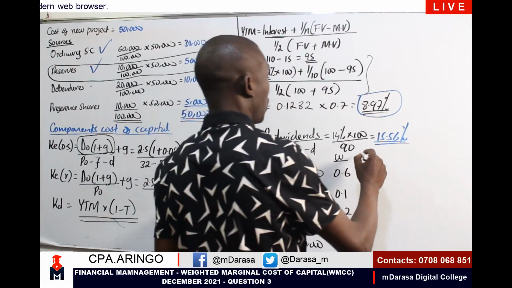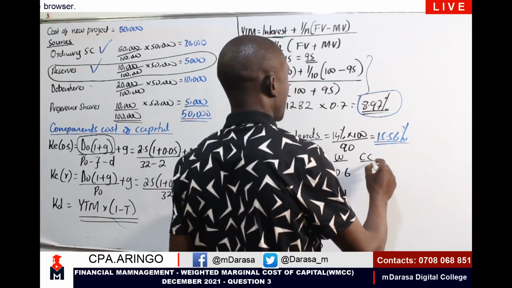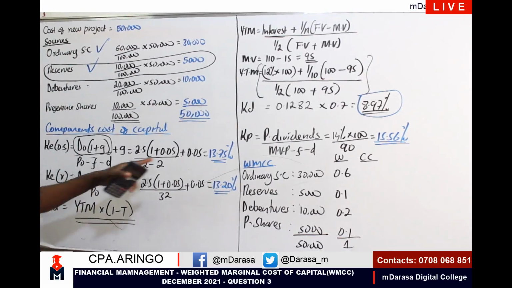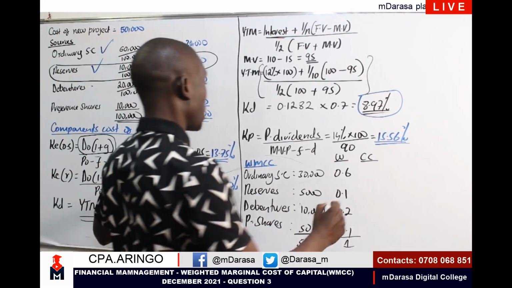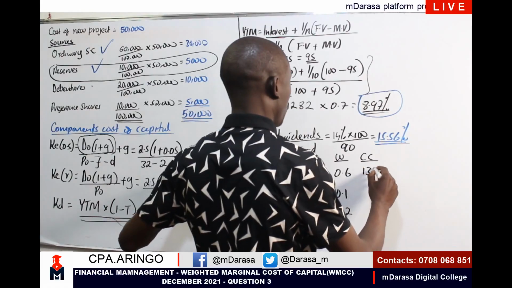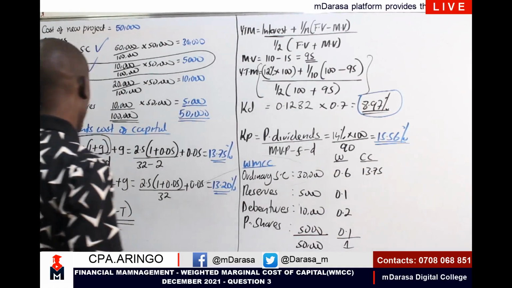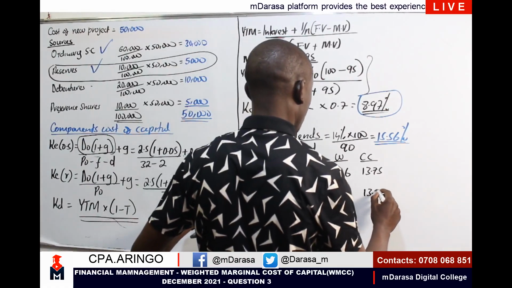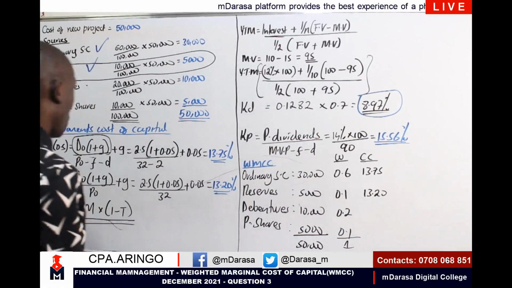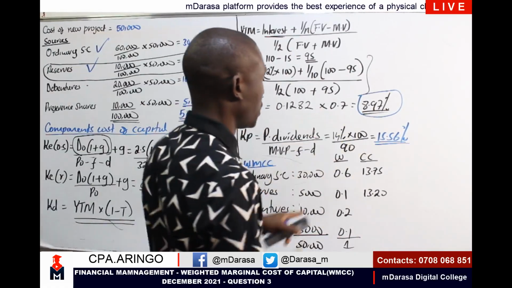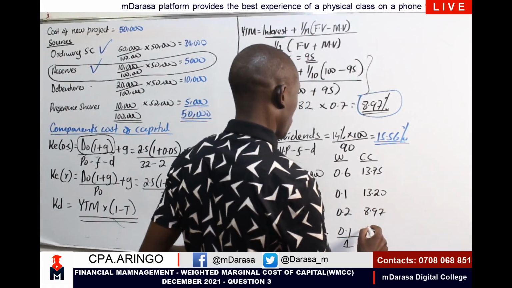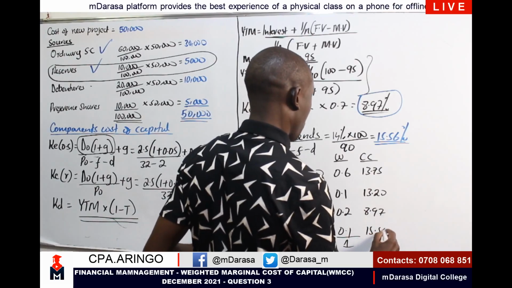What about our cost of capitals? We had already determined that. We start with Ke. Cost of equity, ordinary shares, we had 13.75. Cost of equity, retained earnings, we had 13.20. Cost of debt, in this case, we have determined it to be 8.97. Whereas cost of preference shares, I'm having 15.56.